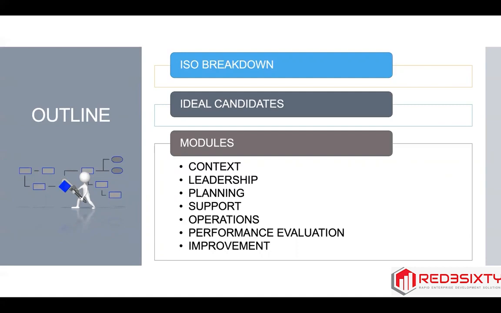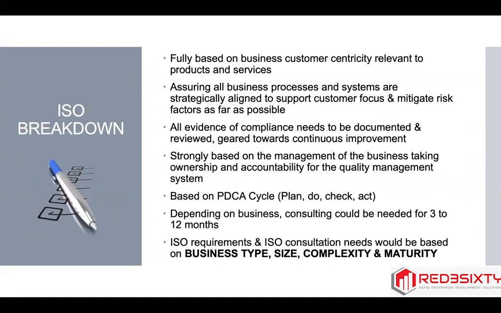The modules that we will look at, just a brief overview of the modules within ISO specifically. ISO is fully based on business customer centricity, assuring all business processes and systems are strategically aligned to support customer focus and mitigate risks. All evidence and compliance need to be documented, reviewed, and geared towards continuous improvement. It is strongly based on management of the business taking ownership and accountability of the quality management system. It is based on a PDCA cycle, so plan, do, check, act, and we'll have a brief overview of that soon.